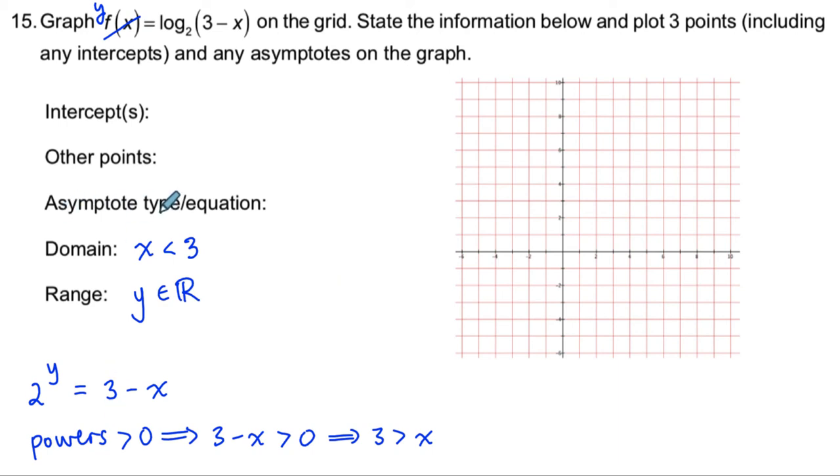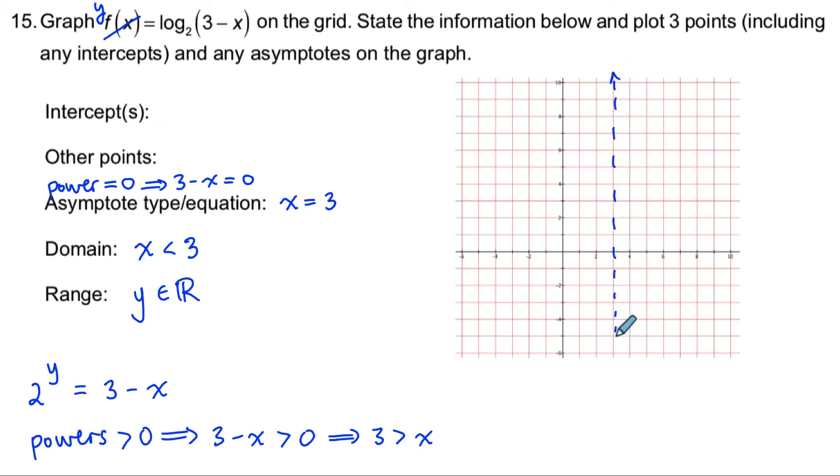The asymptote comes from the power being set equal to 0. It's the boundary between where we have no graph and where we do have graph. And so in this case, the power equal to 0 would be like saying 3 minus x is equal to 0 because 3 minus x is the power. And so the equation of the asymptote is x equal to 3. And x equal to 3 is a vertical line, so we have a vertical asymptote.